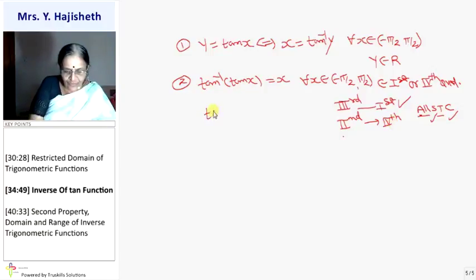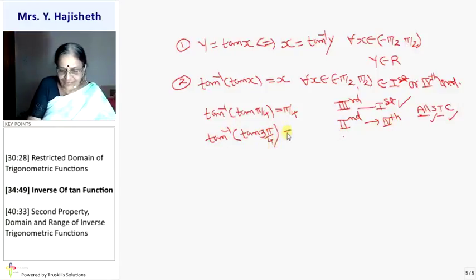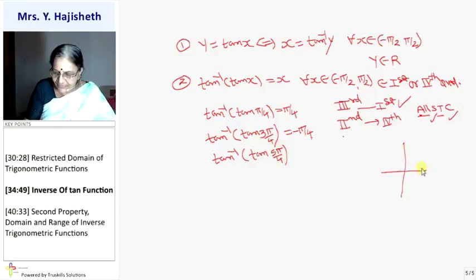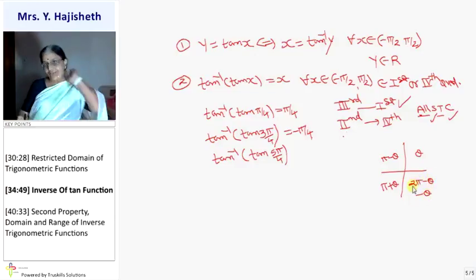So can I take here pi by 4? Tan pi by 4 is pi by 4 because first ka answer first mein. Tan inverse of tan of the second quadrant angle, isko bolte hain 3 pi by 4. Second ka answer kis mein aayega? Fourth mein. So minus pi by 4, okay? Tan inverse of tan in the third quadrant, isko kya bolte hain? 5 pi by 4. Pi plus pi by 4. You know this. Theta, pi minus theta, pi plus theta and 2 pi minus theta or minus theta. Did you recall this? So how I write the angle?